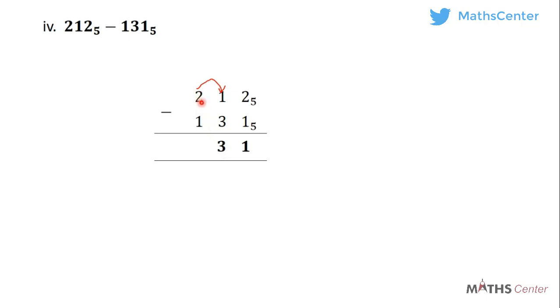Here used to be 2. We borrowed 1 from this side to this side. So we are left with 1 here. 1 minus 1 will give us 0. Since 0 here will be the first number, it means that it is not significant. So we are not going to write that 0. So it means that our answer is 31 base 5. So 212 base 5 minus 131 base 5 will give us 31 base 5.